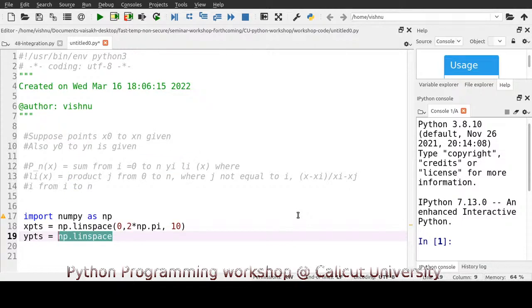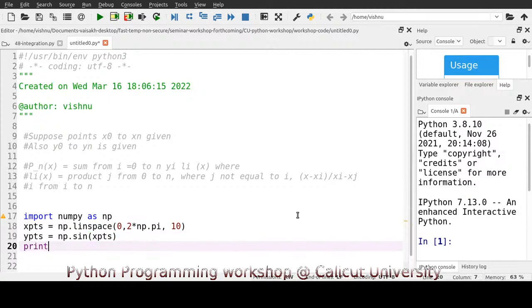Now y points equals np dot sine of x points. We have taken only 10 points. Let us see the output. For x points there is no need to check because we have taken the points from 0 to, so y points only we need to check.